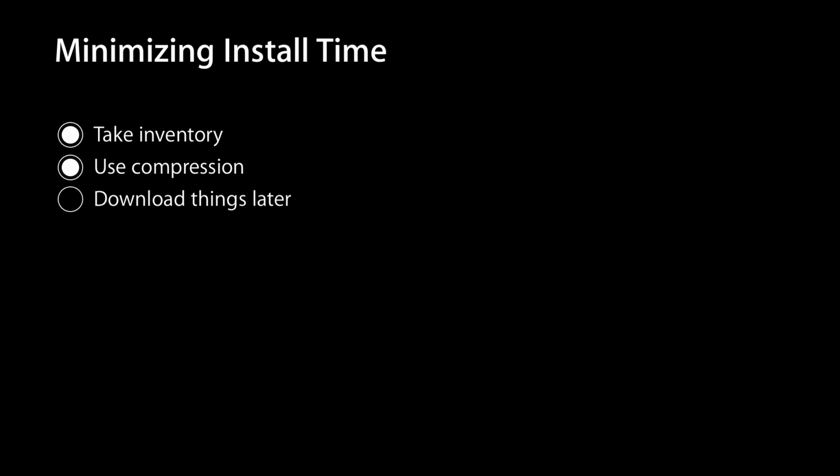Now, going beyond that, this is where iOS 7 technology comes in. You could consider downloading things later. And what I mean by that is consider taking assets that are in your App Store bundle and removing them, separate them out, and download them at a later point in time after the user has installed the app.